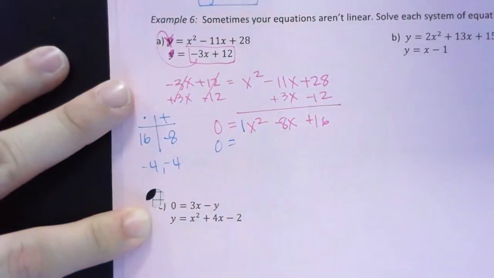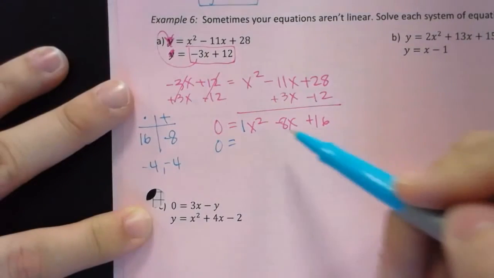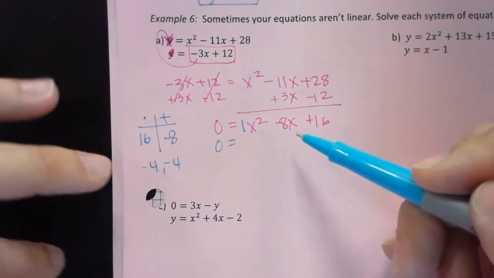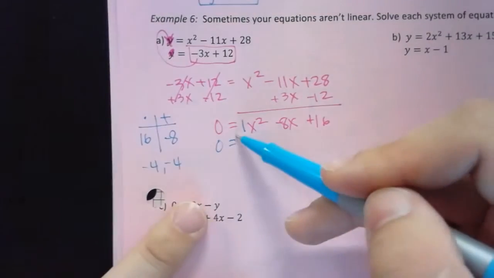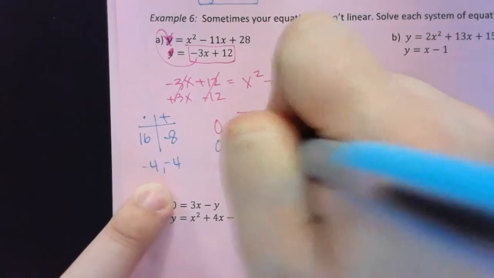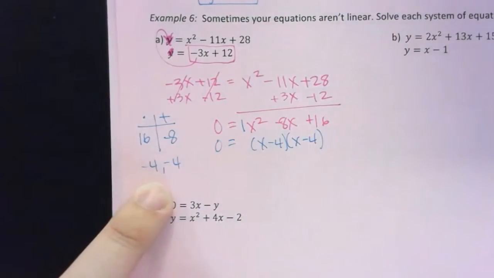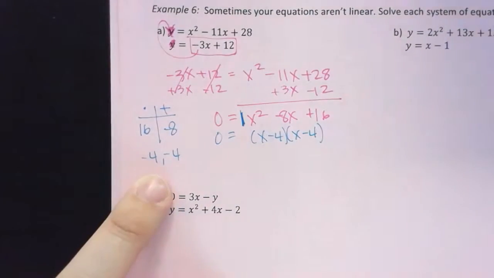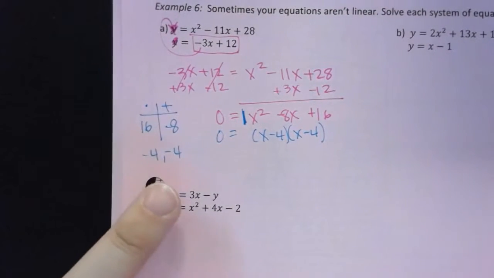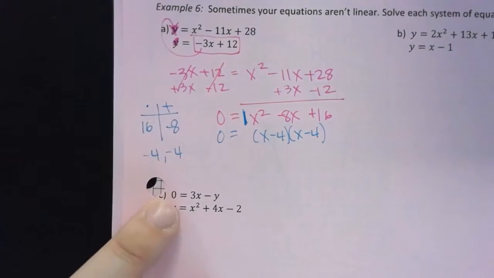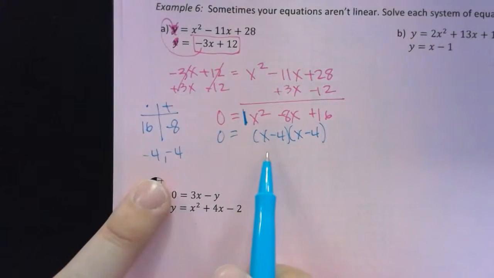If this was anything other than a 1, we would have to split the middle term and factor by grouping. We will review that eventually, but not today. This is a 1, so we don't have to do that. This factors down to x minus 4, x minus 4. If this is anything other than a 1, you have to factor by grouping. You could factor another way, but it's much harder, so I didn't even teach you that way.